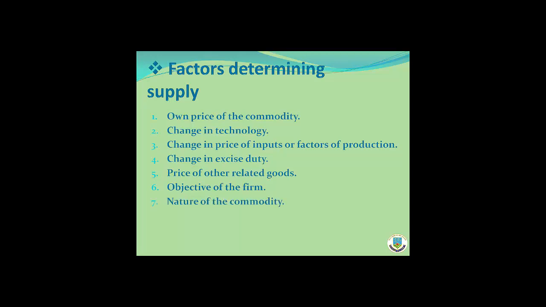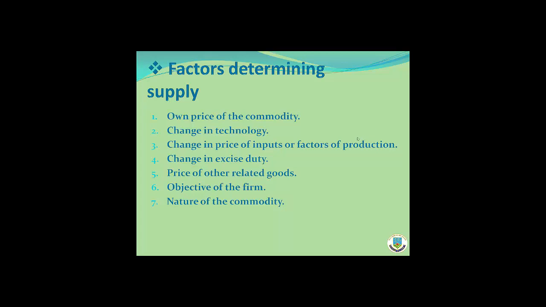The last point, number 7, nature of the commodity. The supply of agricultural products depends upon a number of factors like irrigation facilities, supply of seeds, insecticides, agricultural practices, etc. So if more of these factors are supplied, then agricultural products will increase, and if the supply of these factors is less, agricultural products will decrease.